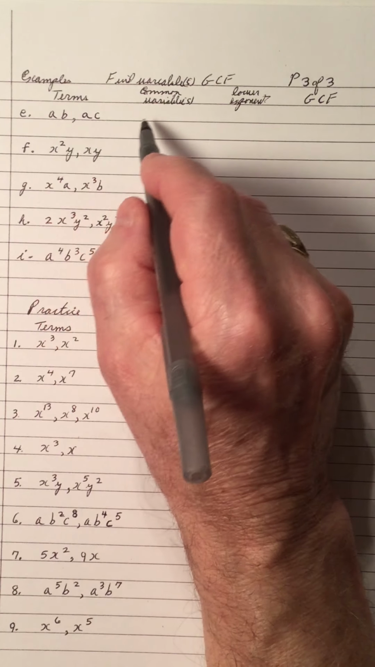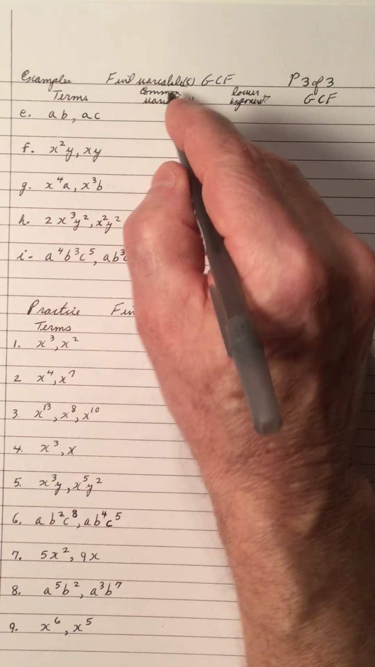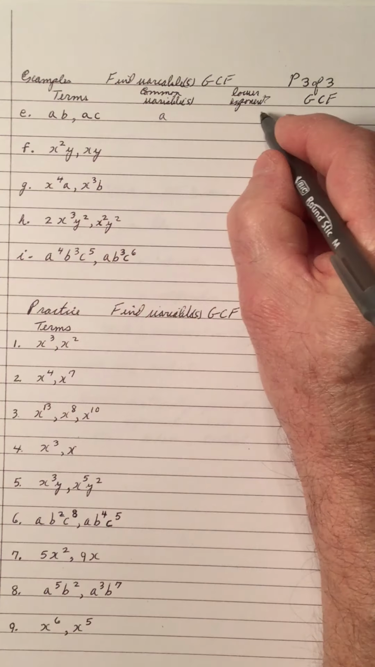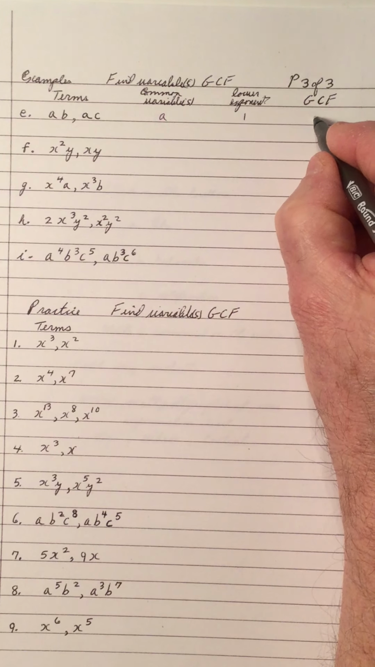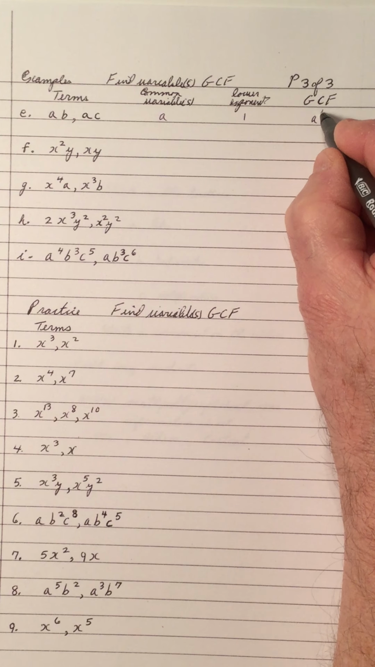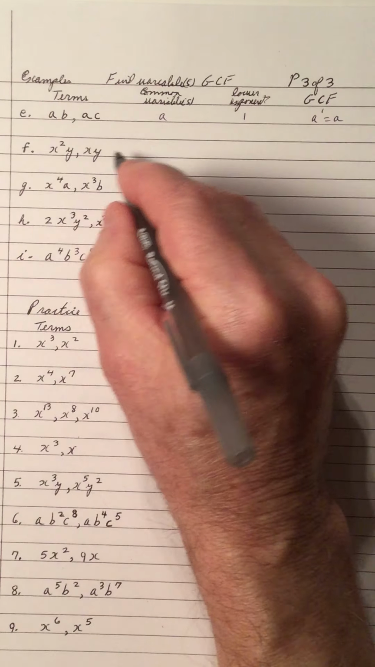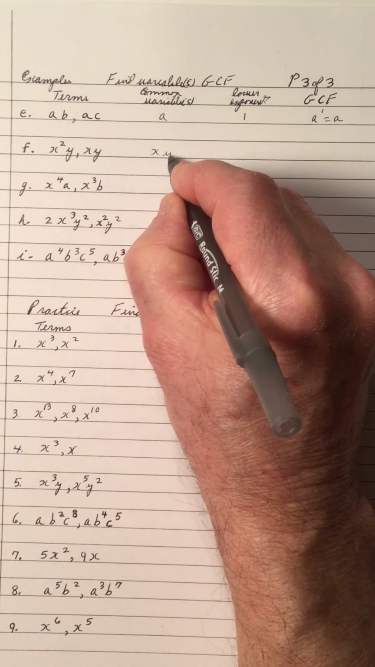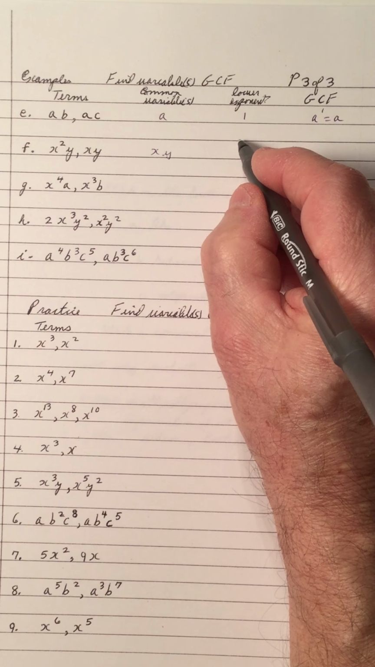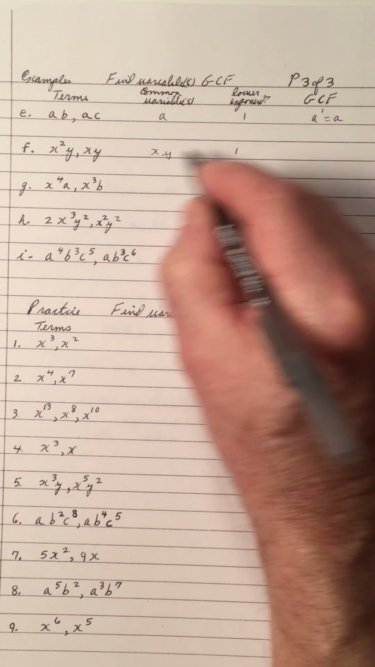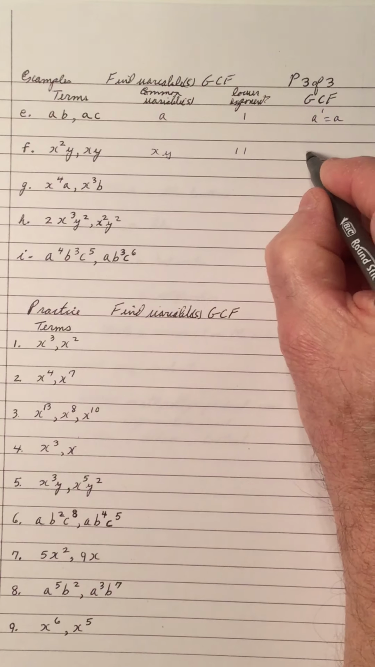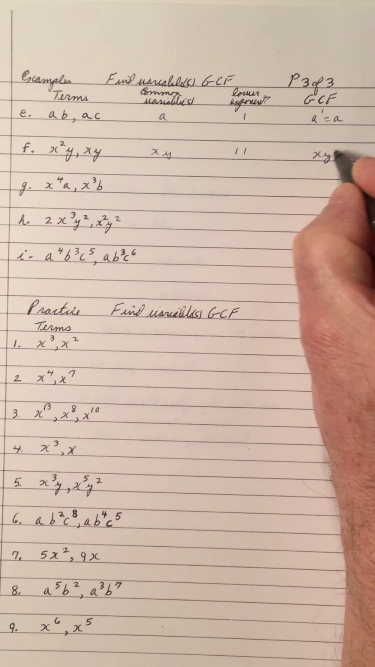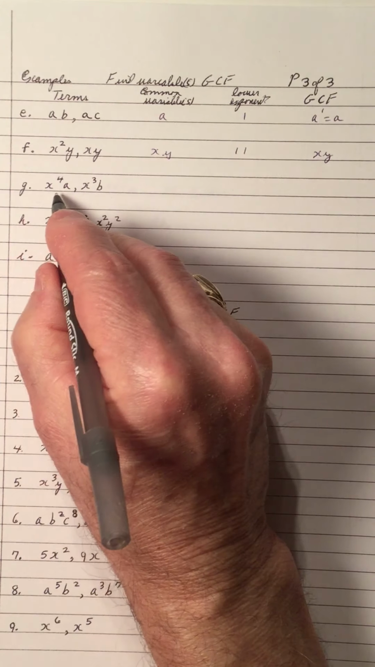E. Common variable between ab and ac is a. The smaller exponent is 1, so the GCF is a to the 1, or just a. We have an x common, and we have a y common. So the smaller exponent of the x is 1, the smaller exponent of the y is 1, so the GCF is xy.